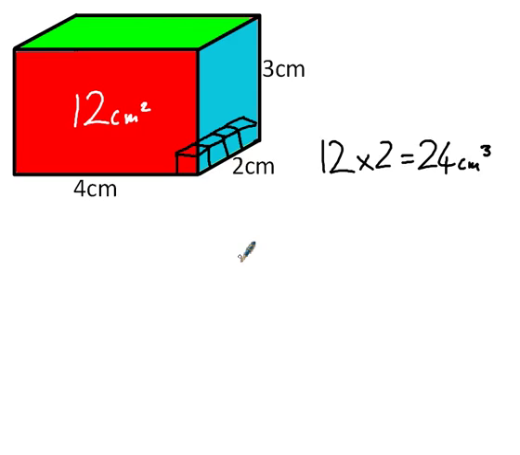So in this case, because we're talking about centimeters, it's cubic centimeters. If it was kilometers, it would be cubic kilometers. That would be a massive volume. If it was meters, then it would be cubic meters. If it was yards, then it would be cubic yards, and so on and so on.